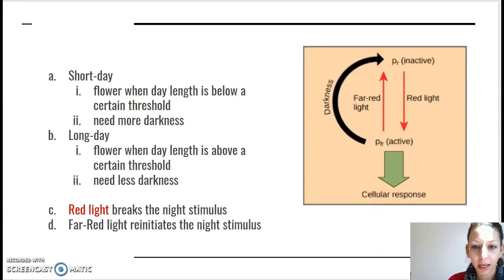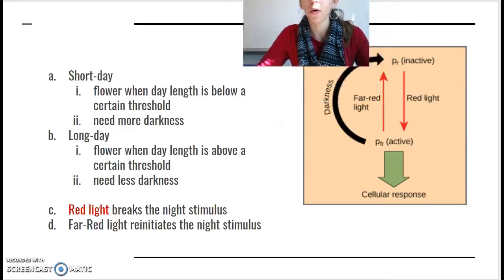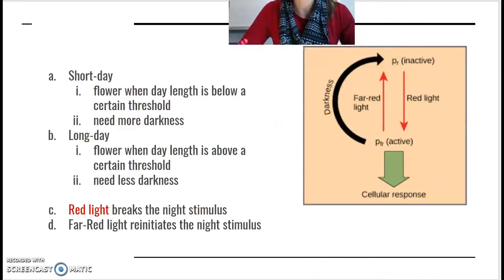Okay, again, to review, short day plants flower only when day length is below a certain threshold, like less than 6 hours, for example, of daylight. And so overall, they're going to need more darkness in general. Long day plants, as you would assume, are going to flower when the day length is above a certain threshold, and they need less darkness. But it's actually the amount of darkness that is going to trigger that flowering. It's not the amount of light, which might be counterintuitive.